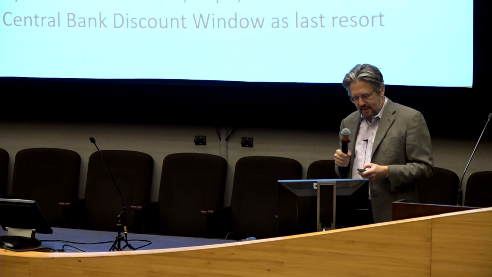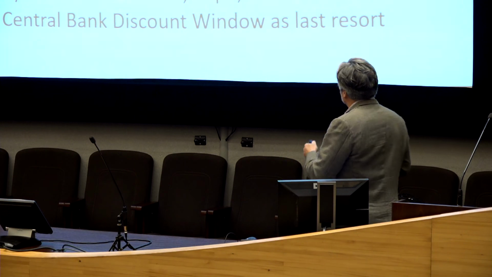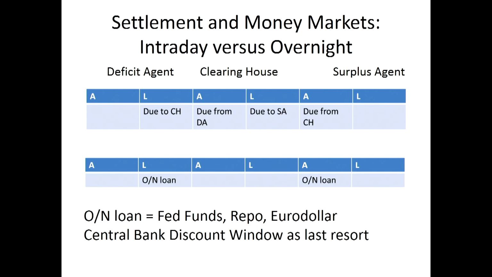What happens if the surplus agent and the deficit agent can't come to terms, or they can't find each other, or the money markets are disorganized in some way, so that the deficit agent cannot obtain the means to settle? Okay.